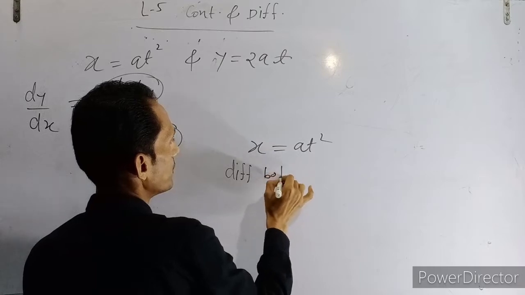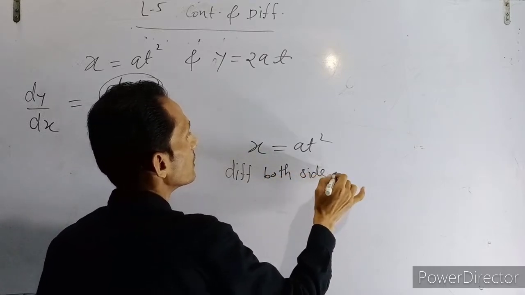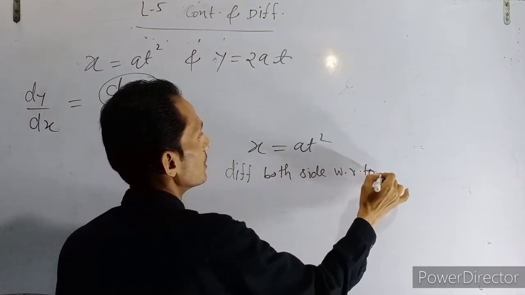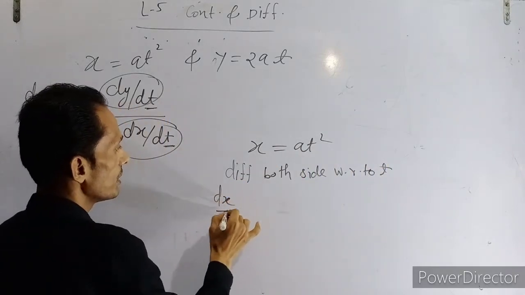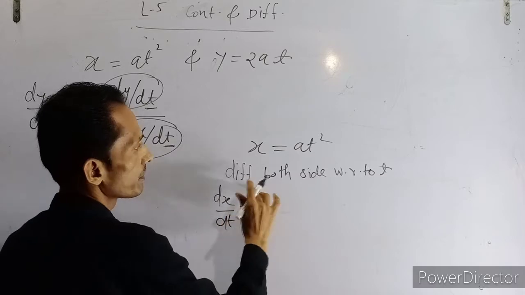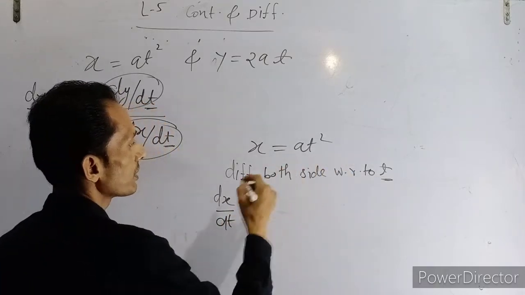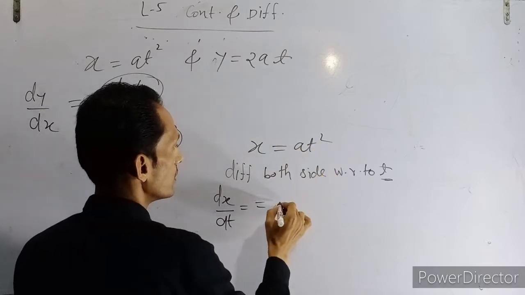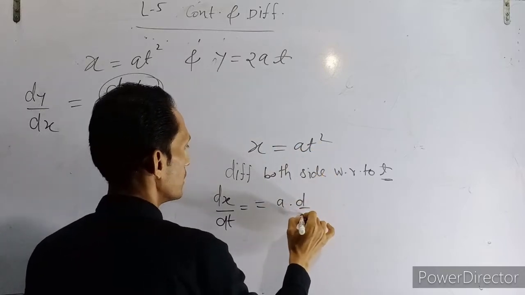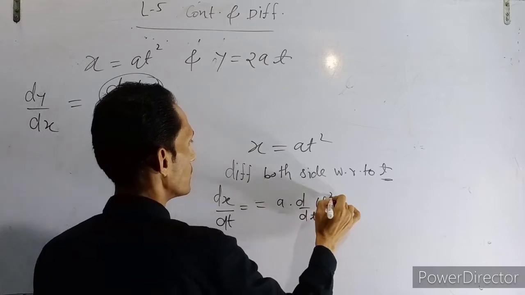Differentiate both sides with respect to t. Now, dx upon dt with respect to t. So we have to differentiate both sides. dx upon dt, a is the constant, a into d/dt of t square.